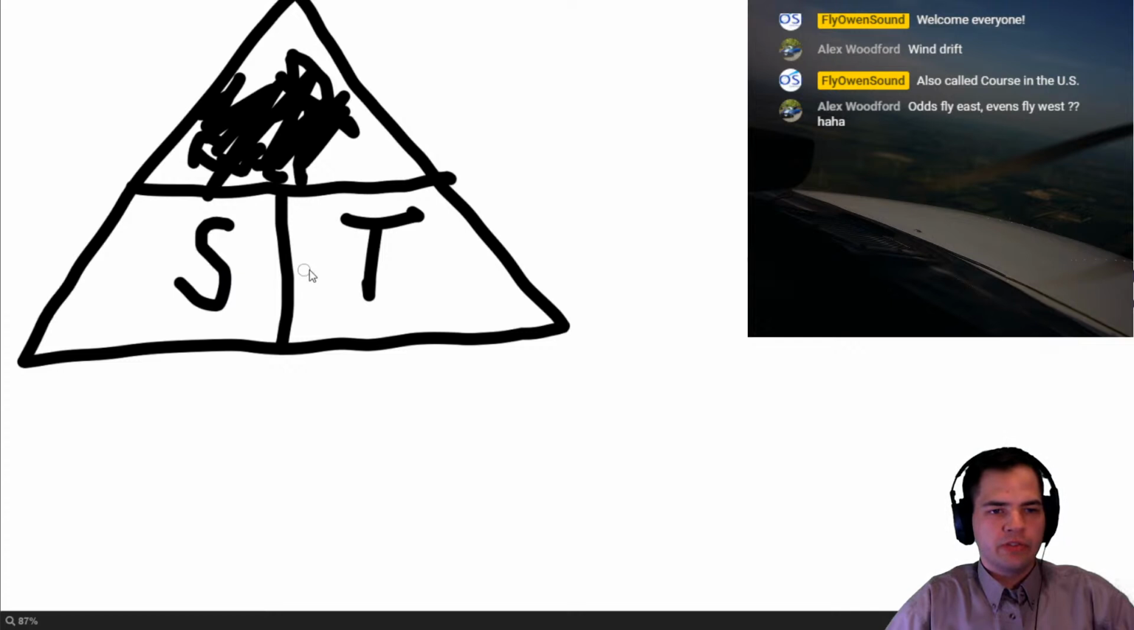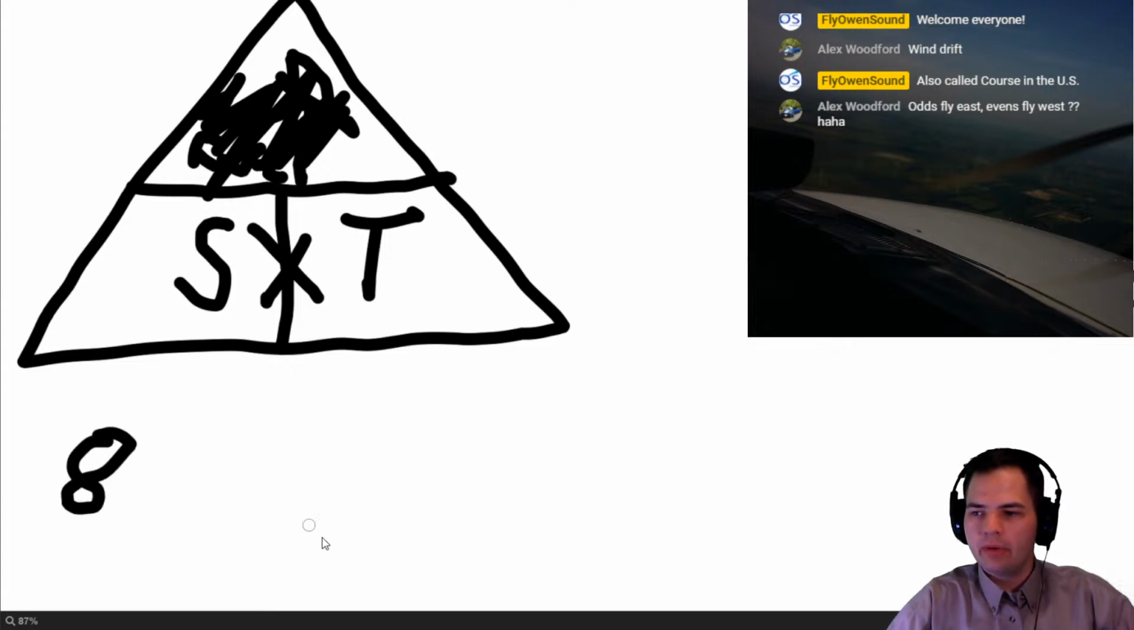Now the S is next to the T. The rate of fuel burn is next to the time it's going to take. So that's going to be S times T. So I have 8 gallons an hour. What did I say? 2 hours? 2.5 hours? Let's say 2.5 hours.